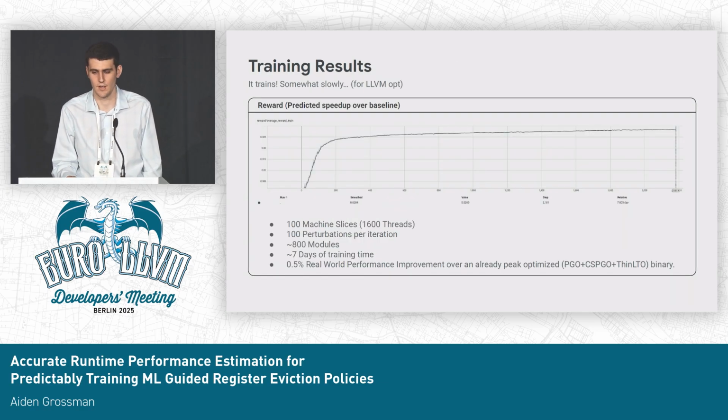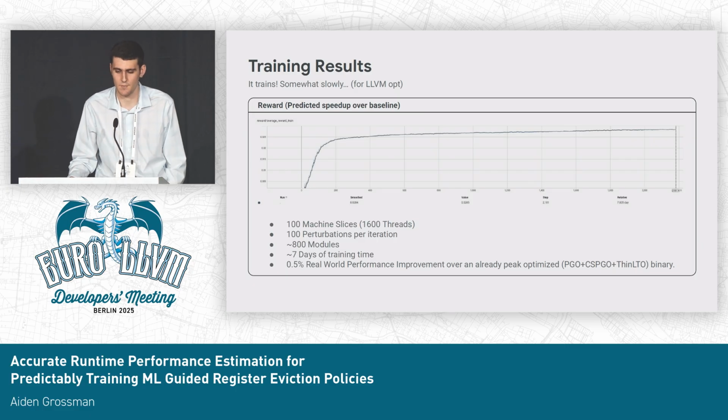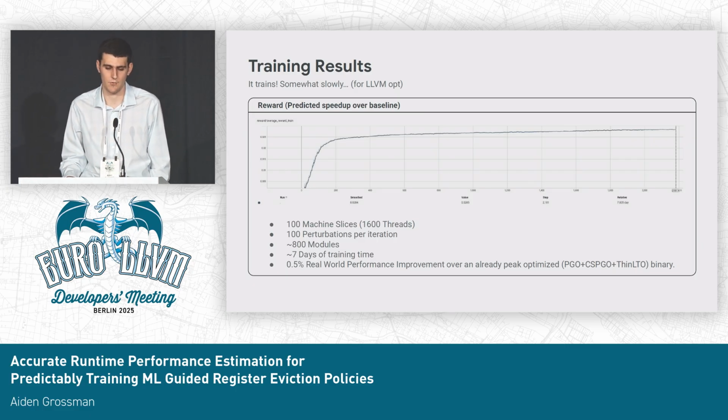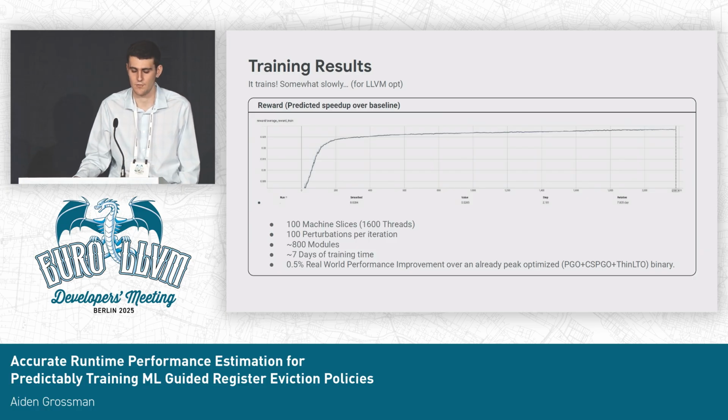So we did some initial experiments on the opt invocation that we used for the correlation studies earlier. This is just a reward graph. There's a constant offset here, but after a pretty expensive training process, we ended up getting about 0.5% real-world performance improvement on this binary specifically.